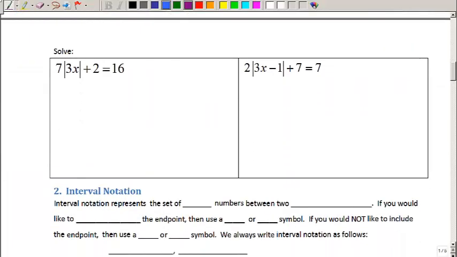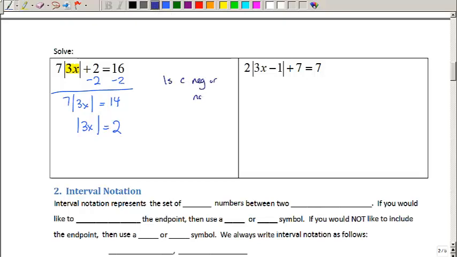Two more examples for you. In the next problem, I have to isolate my absolute value bars before I can start my problem. So I would like to subtract 2 from both sides. Divide both sides by 7. And then I identify, is C negative or is it non-negative? Meaning 0 or positive. In this case, my C is positive.